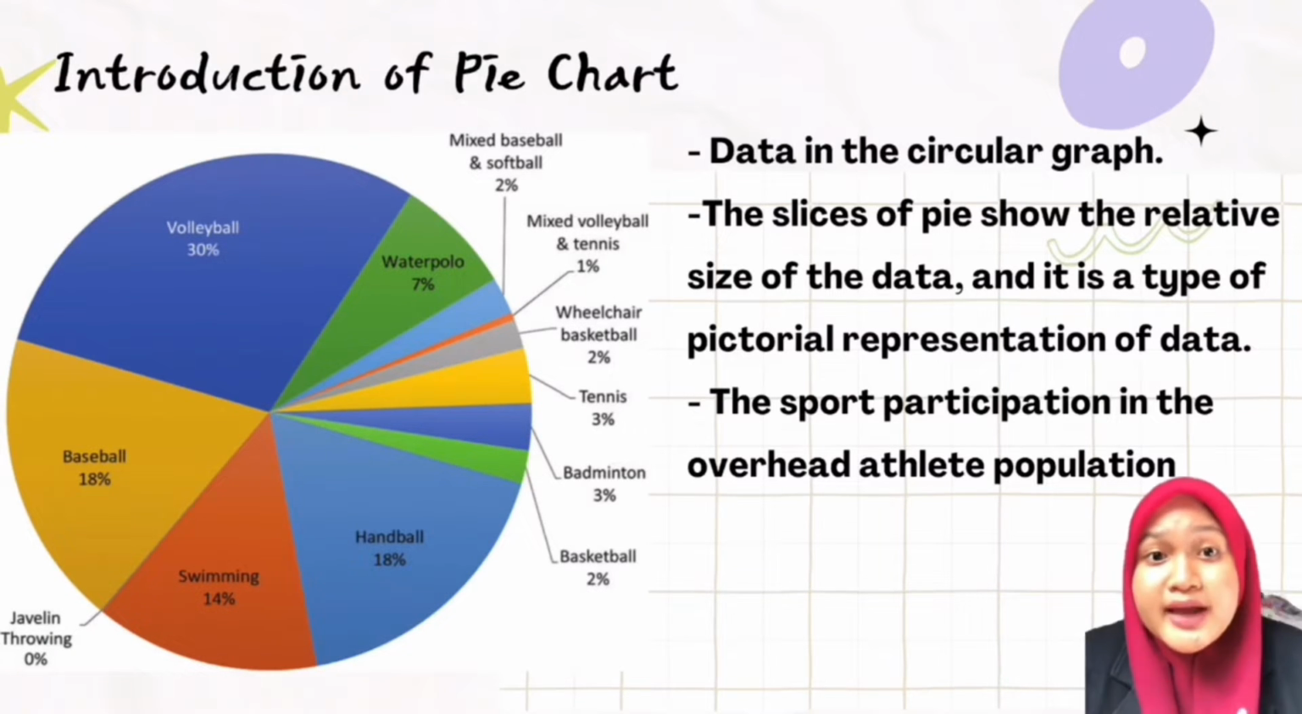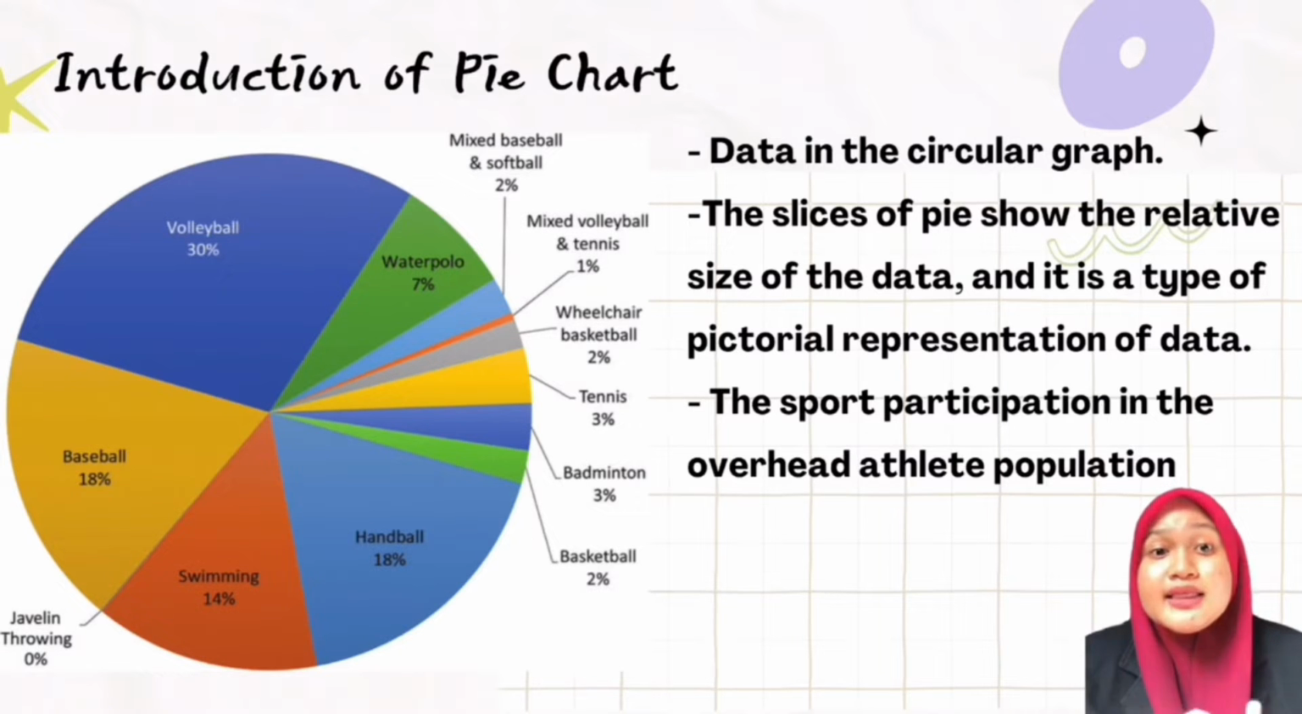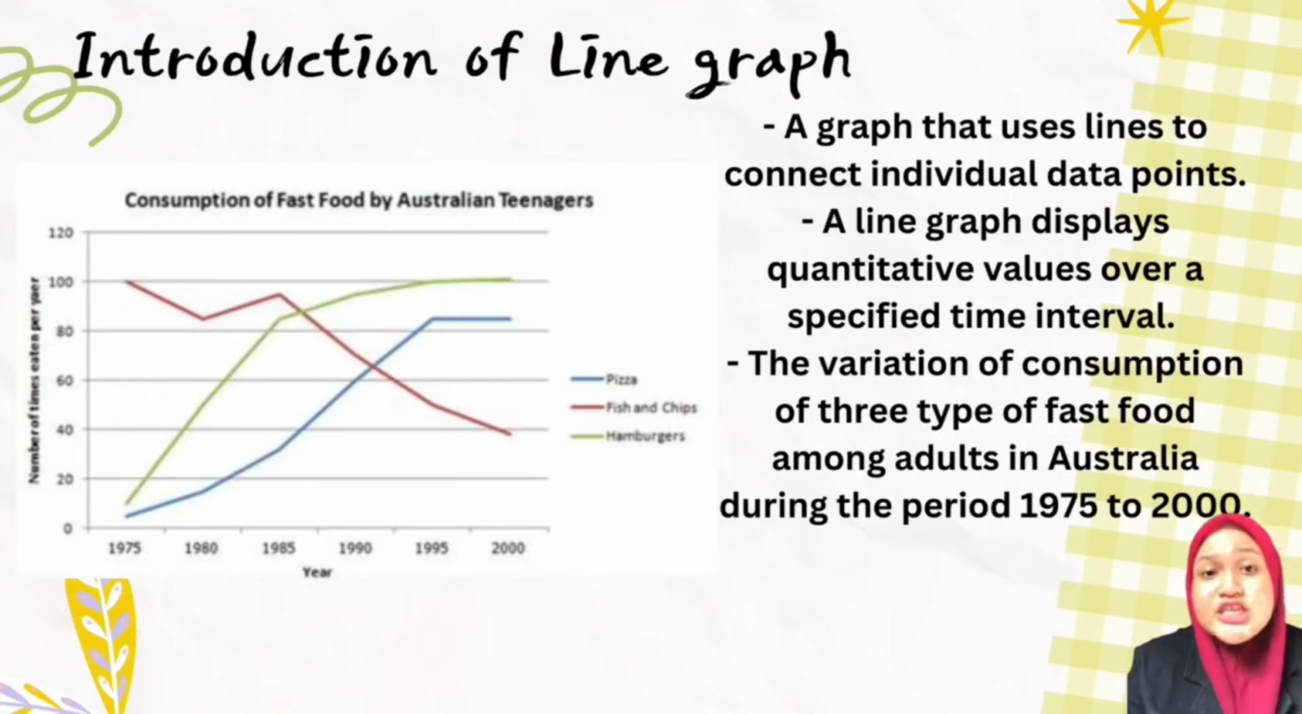data. We choose pie chart about the sport participation in the overhead athlete population. Why we choose this topic? Because this topic is very interesting to us. Okay, second, we choose line graph.